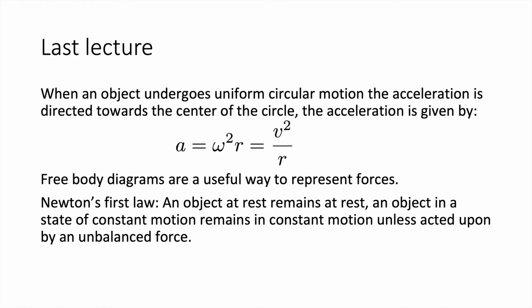So we saw that when an object undergoes uniform circular motion, the acceleration is directed towards the center of the circle, and it's given by the expression a equals omega squared r, where omega is the angular velocity, which is the change in angle divided by time, which is equal to v squared on r, where v is the speed. We saw that free body diagrams are a useful way to represent forces, and we met the first of Newton's laws, Newton's first law, that tells us that an object at rest remains at rest, and an object in a state of constant motion remains in constant motion unless acted upon by an unbalanced force.